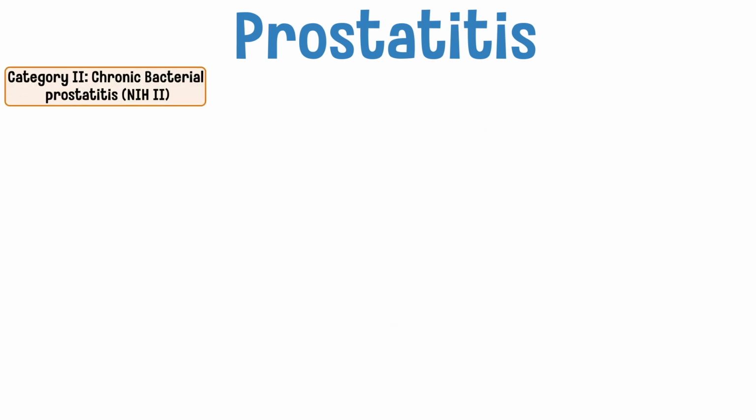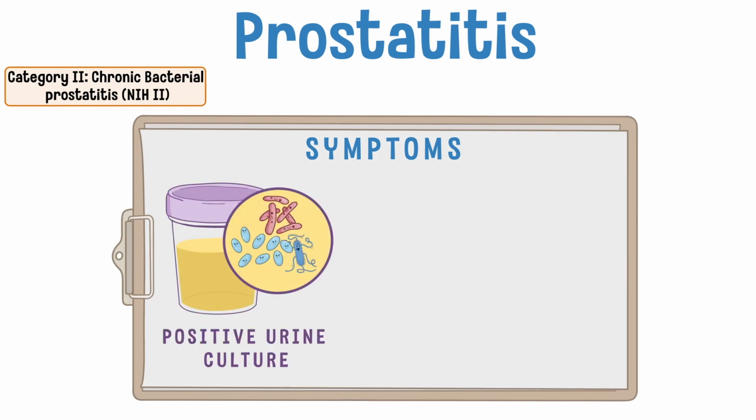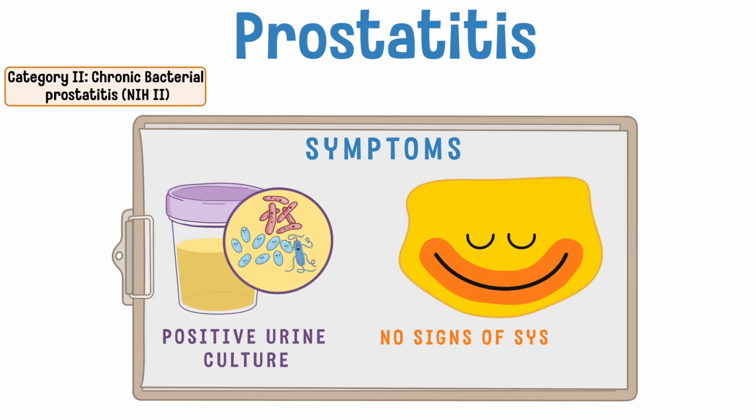Now let's talk about chronic bacterial prostatitis. Chronic bacterial prostatitis includes symptoms of prostatitis with positive urine culture and no signs of systemic infection.